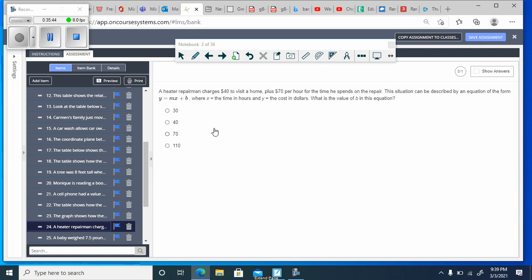A heater repairman charges $40 to visit a home plus $70 per hour. The situation can be described by an equation y is equal to mx plus b, where x is hours, y is dollars. What's the value of b? Well, if he charges $40 to visit, then $70 per hour, your starting is $40.